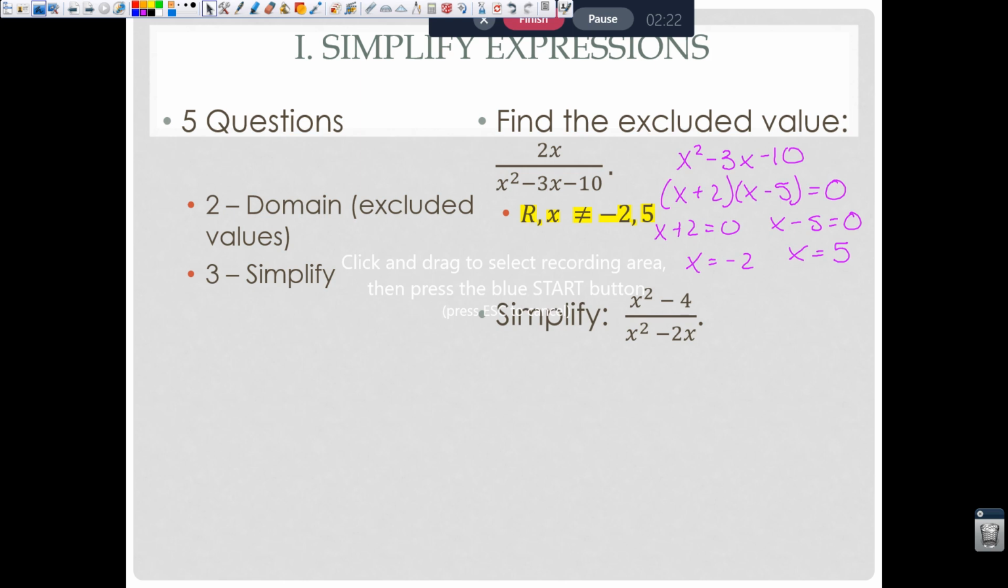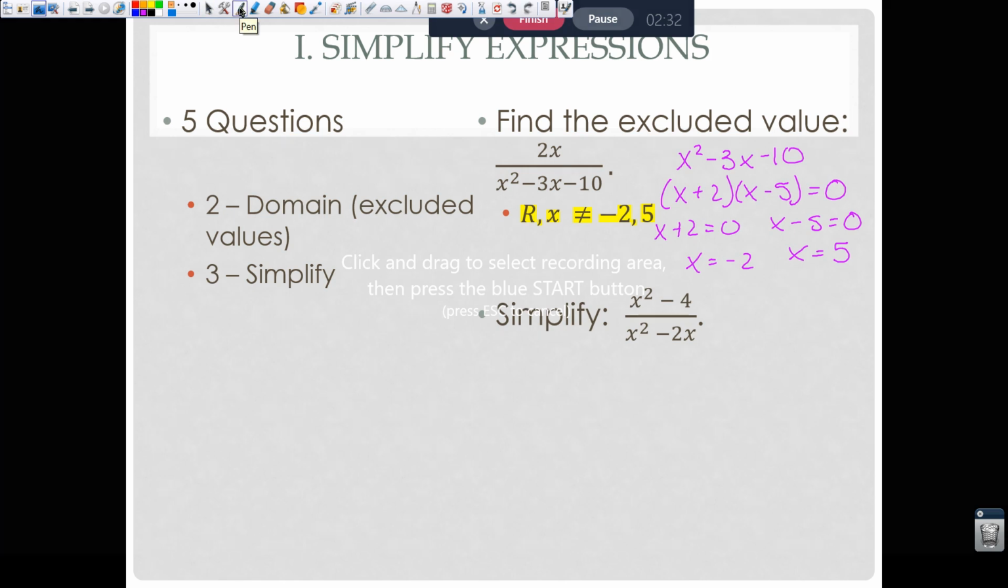Okay, now this one is asking for us to simplify this expression. So I'm going to look at my top. Can this be factored? Yes. It's a perfect square binomial. So it can be factored to x plus 2 and x minus 2. Okay, can my bottom be factored? Both of them have an x. So yes, I'm going to factor out an x. So I'll get x minus 2.